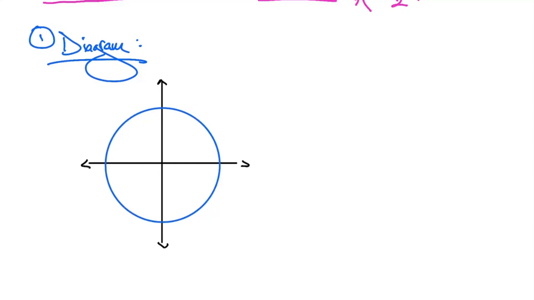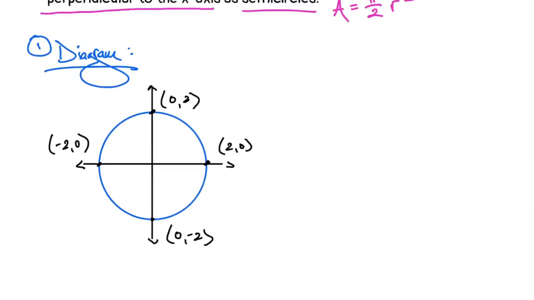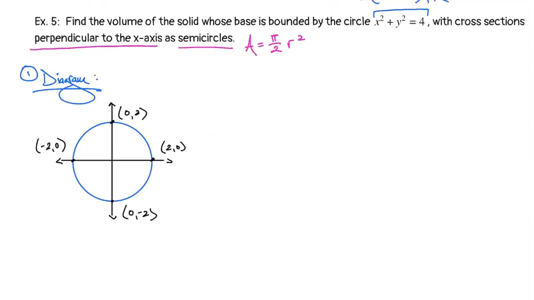Okay. So we know the radius of our circle is 2. That allows us to say that these four points are ones that we know: 2, 0; 0, 2; negative 2, 0; and 0, negative 2. And we're going to draw in that purple line. All of our purple lines will be perpendicular to the x-axis.